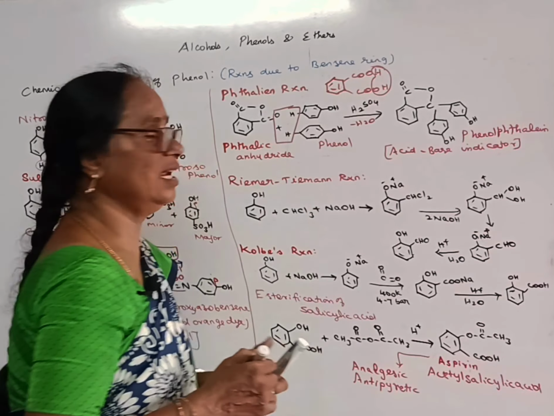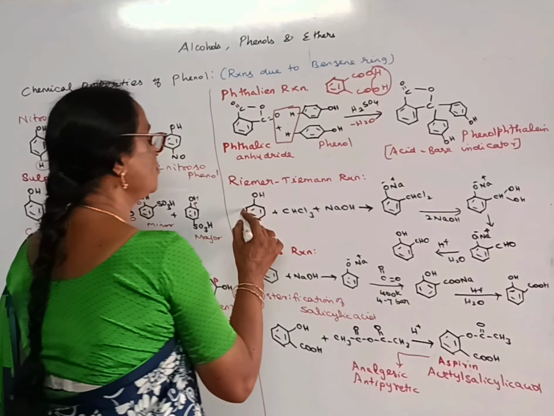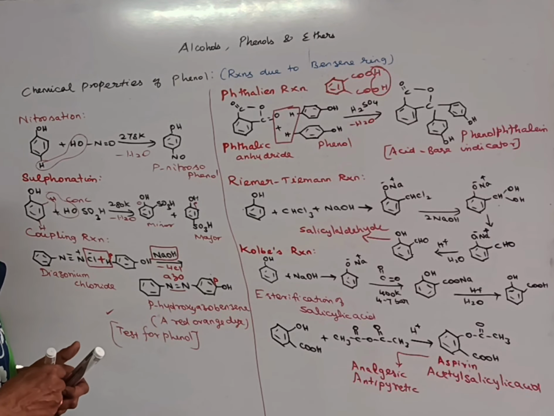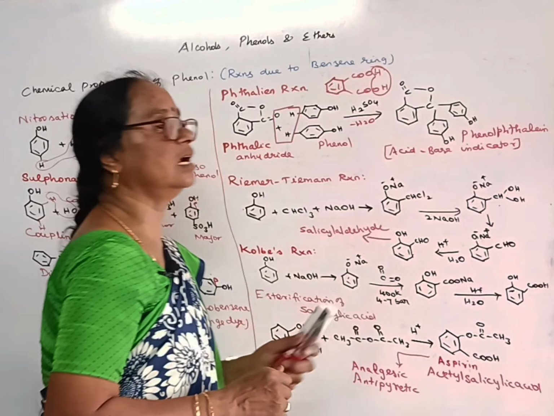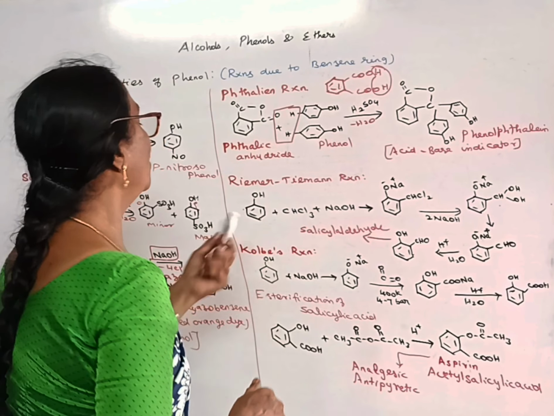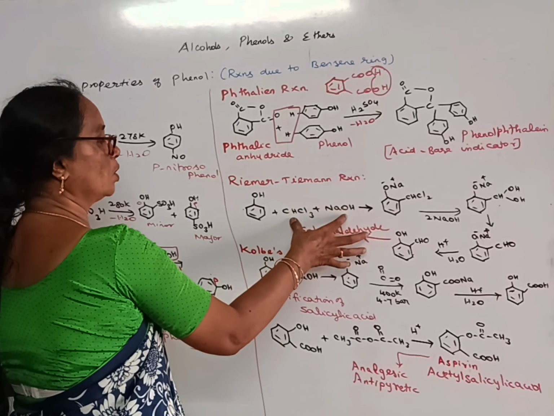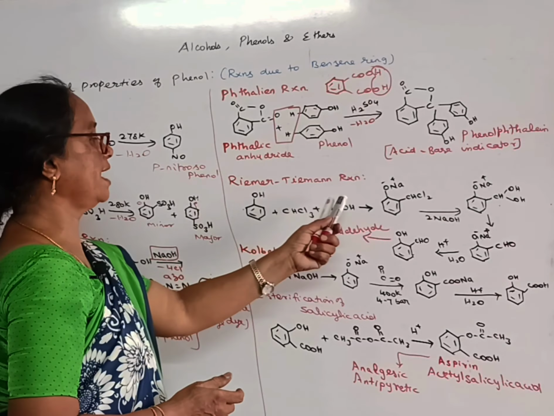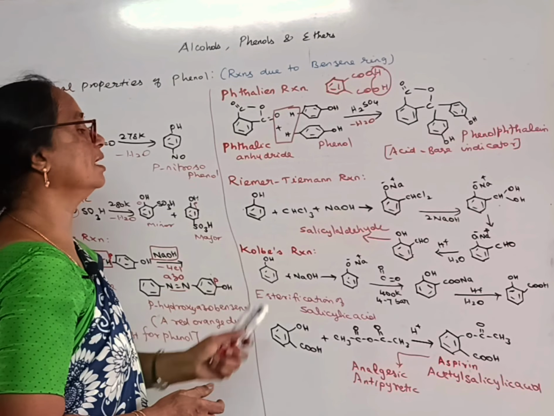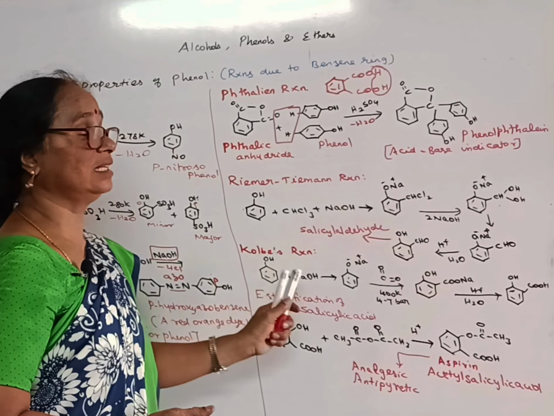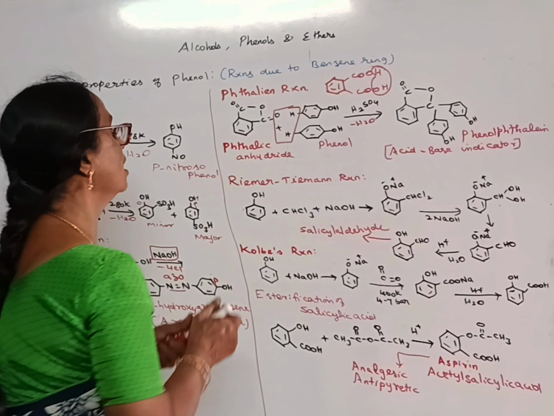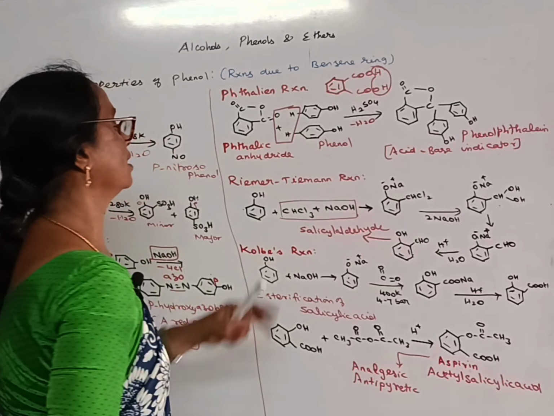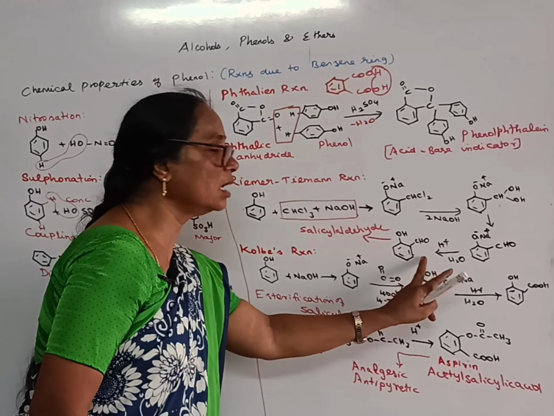And the next one, Reimer-Tiemann reaction. In this reaction, phenol is converted into salicylaldehyde. So in the Reimer-Tiemann reaction, we can prepare a hydroxybenzaldehyde, that is called salicylaldehyde. How is it prepared? When phenol is treated with chloroform and sodium hydroxide. The reagents alone determine which name reaction it follows, and what is converted into what is also informed by the name reaction. So here the chloroform and sodium hydroxide are used for the conversion of phenol to salicylaldehyde.